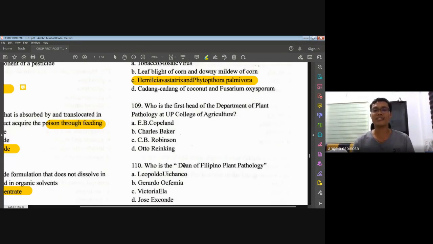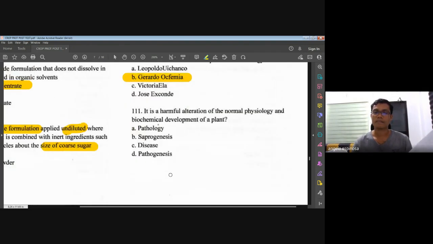109, who is the first head of the Department of Plant Pathology at UP College of Agriculture? It is letter D, Otto Reinking. He is the first head of the Department of Plant Pathology in the UP College of Agriculture. Next, we have 110. Who is the Dean of Filipino Plant Pathology? That is Ocfemia because of his contribution. Okay. 111, a harmful alteration of the normal physiology and biochemical development of a plant. The correct answer is letter C, disease.